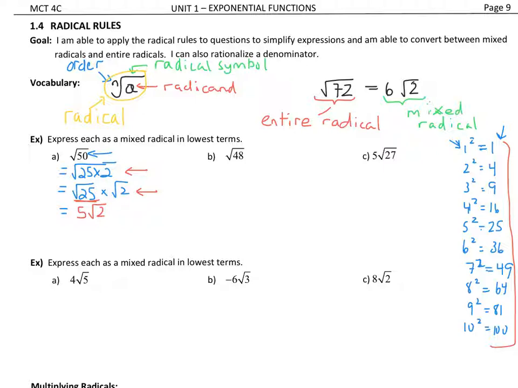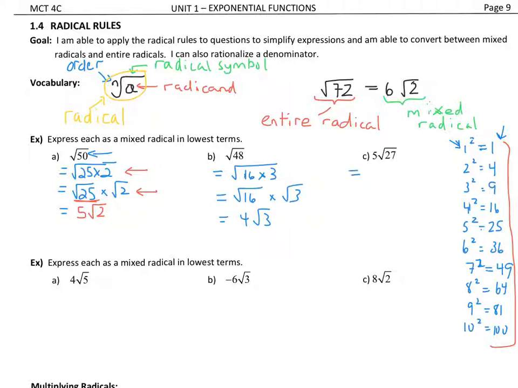Okay, hopefully you've had a chance to try that. I found that 48 is the same as the product of 16 times 3, and 16 was one of my numbers on that list. That means I could write that as the square root of 16 times the square root of 3, which is equal to 4 root 3. 4 times the square root of 3.